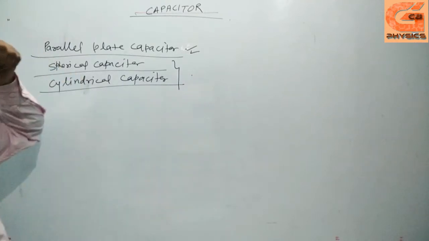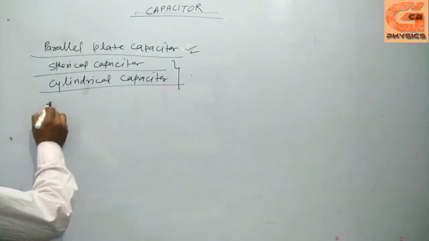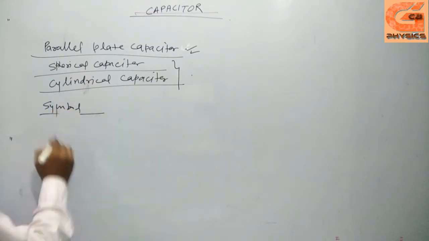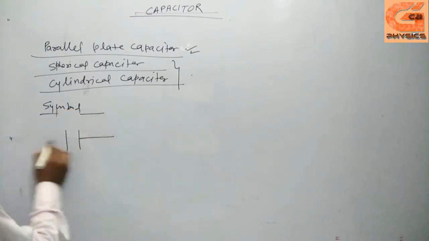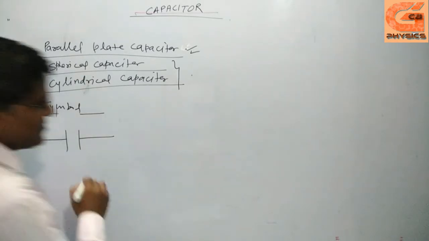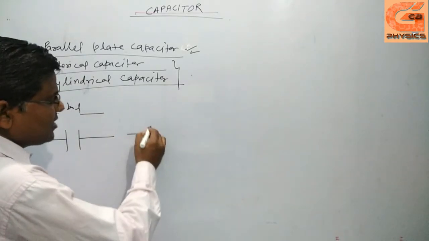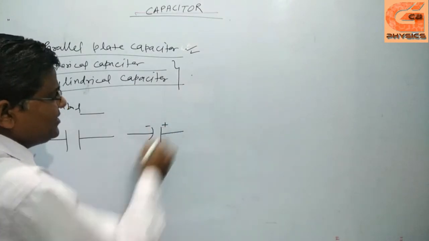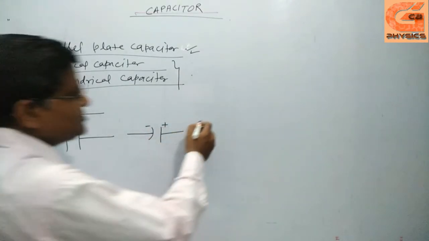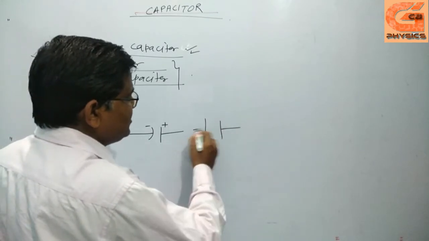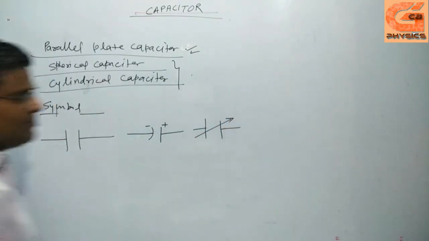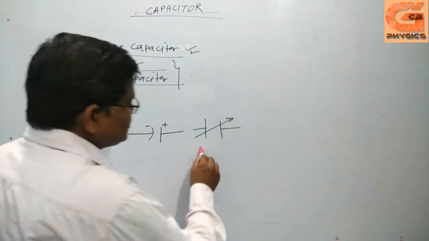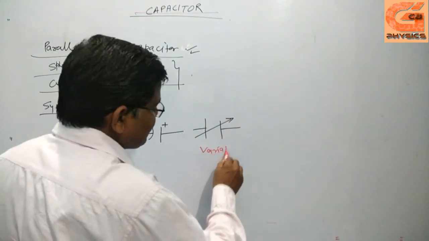Okay, don't worry. First of all, use the symbol. How we represent the capacitor symbol? Just like this. This is the capacitor, fixed capacitor, and this is the polarized capacitor. This is the minus and this is the plus. And one is the variable capacitor, such like this. Okay, this one is the variable capacitor. This is called variable capacitor.